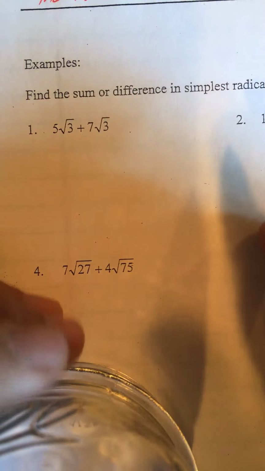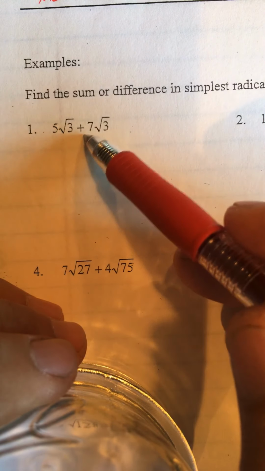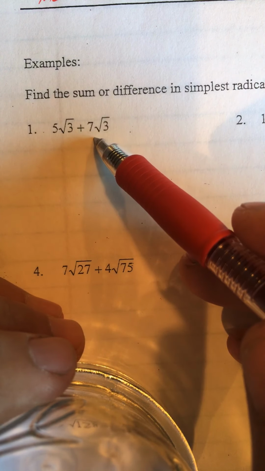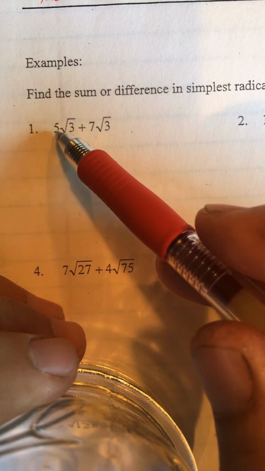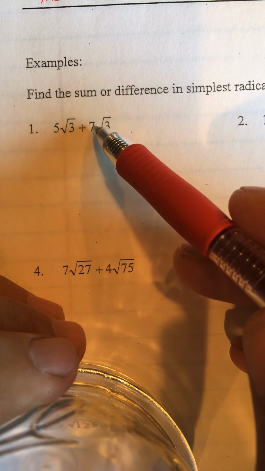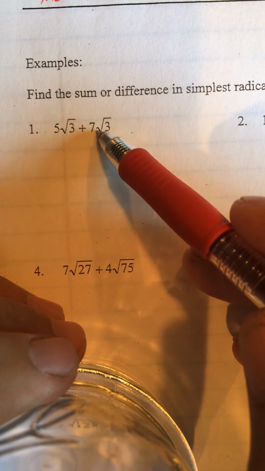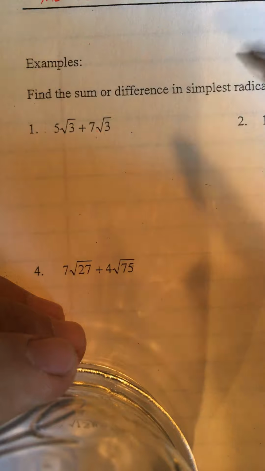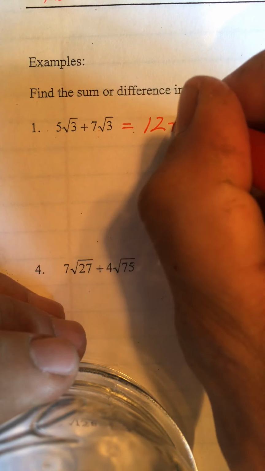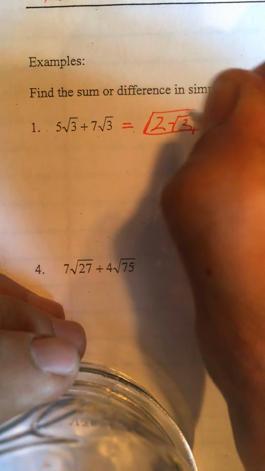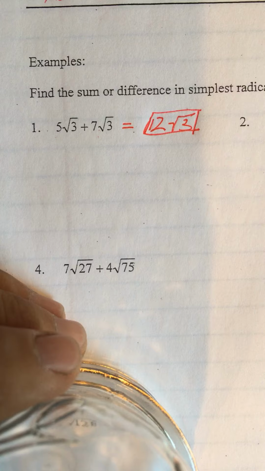Okay, so we take a look here. 5 root 3 plus 7 root 3. So the root 3's act like the variable. And we know that when we add or subtract variables, we add or subtract the coefficients, the numbers out front, and we keep the variable. So that's the same idea here. 5 root 3 plus 7 root 3, since the number inside the house is the same, we can add the numbers on the outside. We get 12, and we keep the number inside the house, 12 root 3.